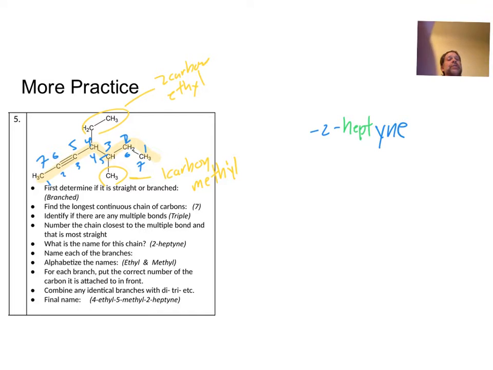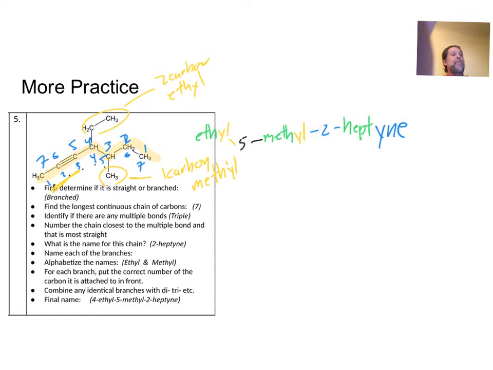If we started counting closest to the multiple bond, we're going to continue that. When I go to name this, I'm going to put ethyl before methyl. The methyl falls on 1, 2, 3, 4, 5, the 5th carbon, so it's a 5-methyl. And then there's another branch, which we already identified was the ethyl.